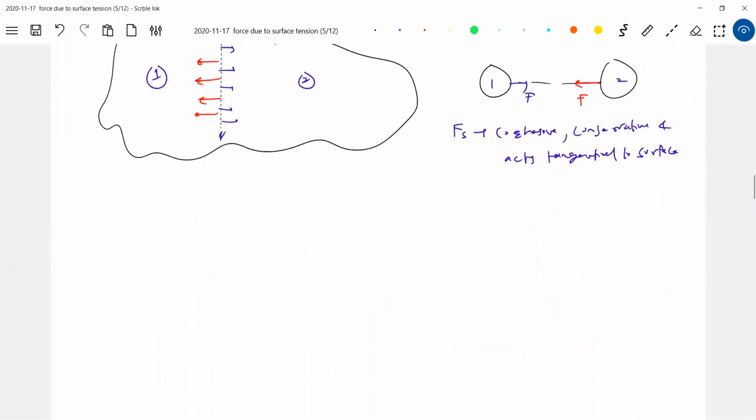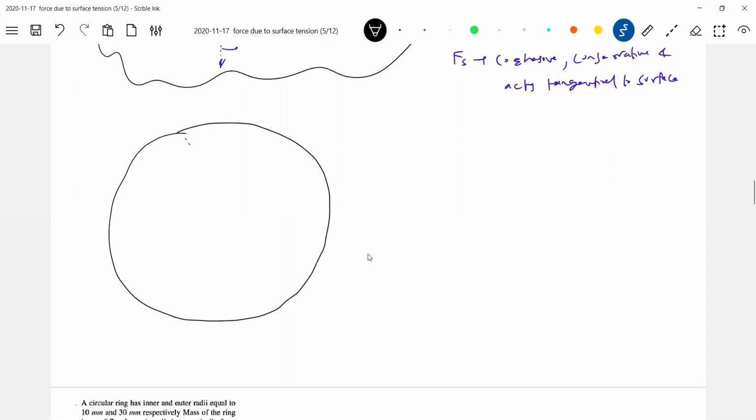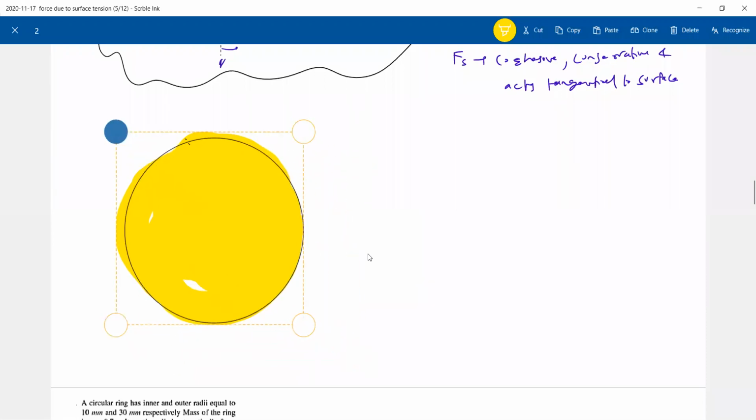If the film is curved, where do we see a curved film? Okay, let me bring a liquid drop. For a liquid drop, how will the film be? Let me draw a small drop. I'm preparing for numericals so that in numericals we need not struggle in searching how the force will be acting here.